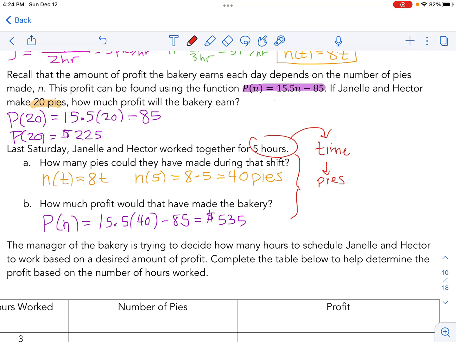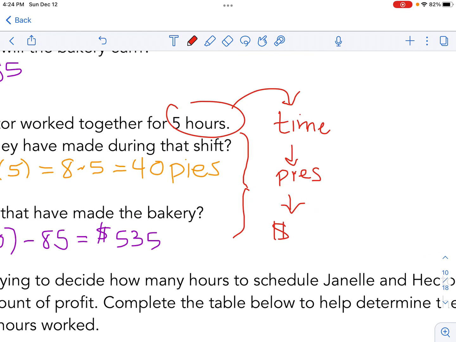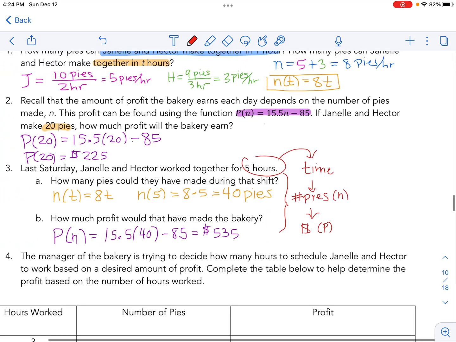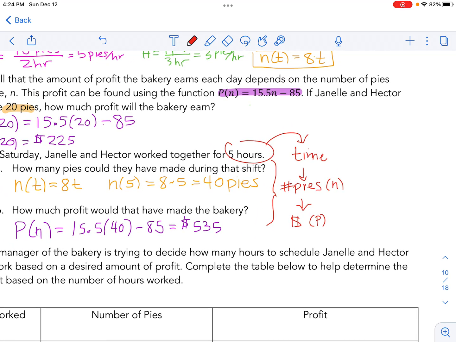And that got us to pies that we made in that time, which got us to profit. And maybe I should make this number of pies, right? This is N, and that got us to profit, which is P, through the course of those 2 functions.